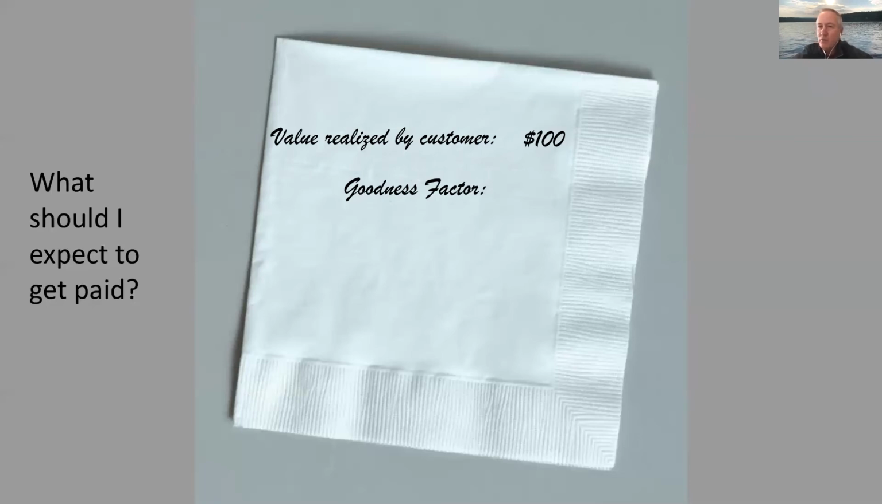And so what you're providing has to have enough value so that it actually costs less than the value I'm going to extract from it. I'm not going to pay you $100 for something that's worth $100. However, if I want a goodness factor of 10, then I might be willing to pay you $10 for that. $100 divided by 10. If the goodness factor is 3, then I might pay you $33.